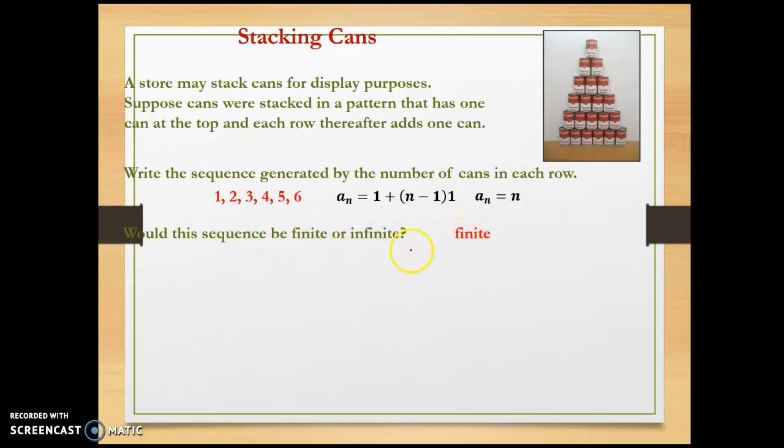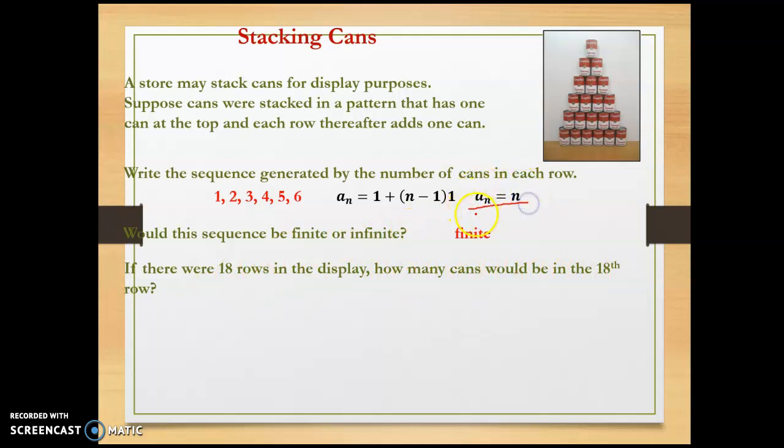Okay, it's finite. If there were 18 rows in the display, how many cans would be in the 18th row? So if you're going to look at this assumption here, what could be the possible answer? Yes, it's 18 also. There will be 18 cans. How many cans in total would be in a stack of 18 rows?